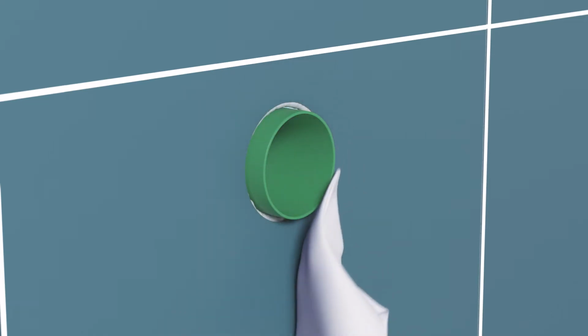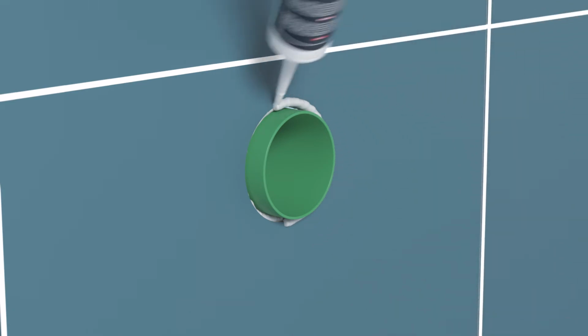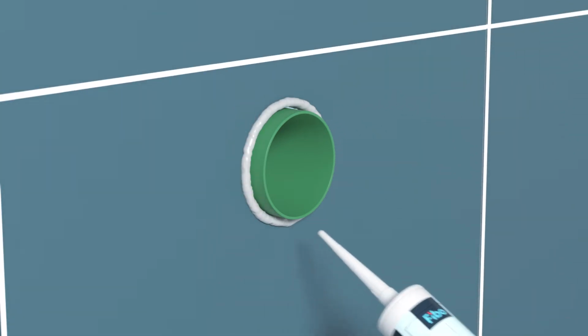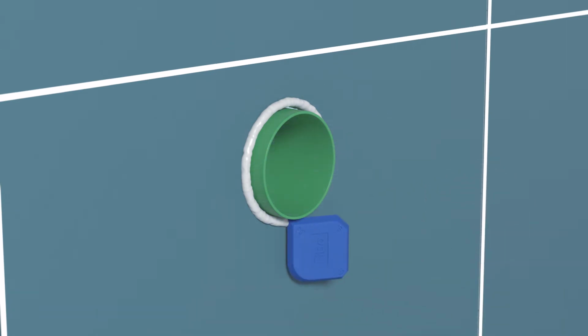When using copper pipes, PVC or PP waste pipes, first wash the pipe with Fibo Clean and then wipe off with lint-free paper. Then apply sealant around the pipe. Spray on Fibo Clean and even out the sealant with the Fibo Sealing Tool.